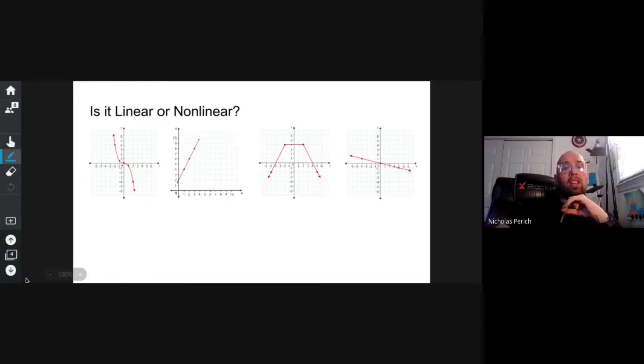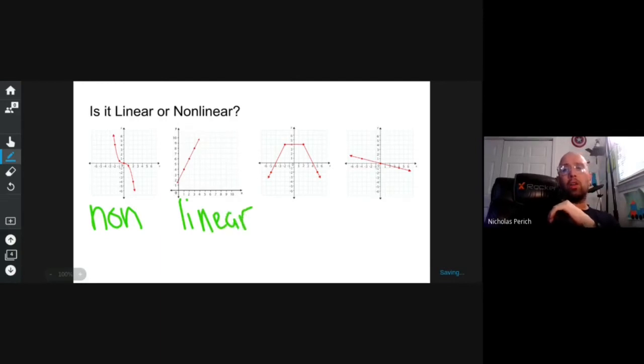Let's start out with the easiest possibility that you can see. If I give you pictures and ask you if it's linear or not linear, it's a simple question. Is it a line or is it not a line? Are you linear or nonlinear? You're non because you're not a line. It's this little curvy looking thing. Are you linear? Yes. It's a straight line. Are you linear? No.